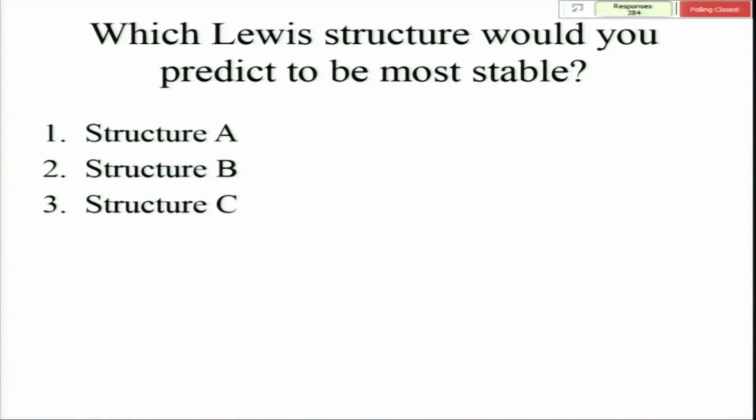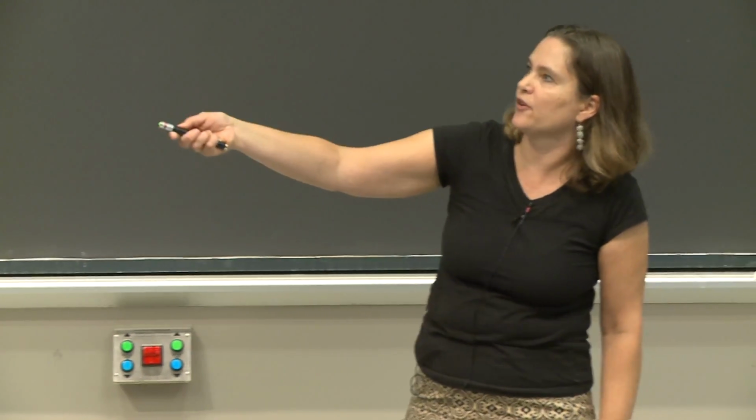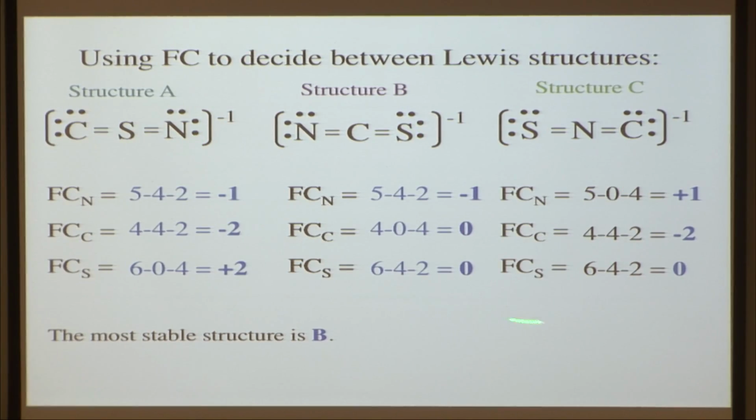Yeah. B is correct. So if we just look at it over here, it has the lowest number of formal charges, so the answer is B.